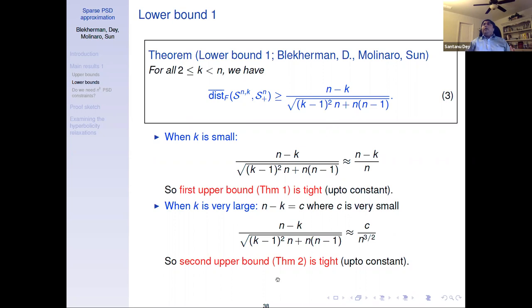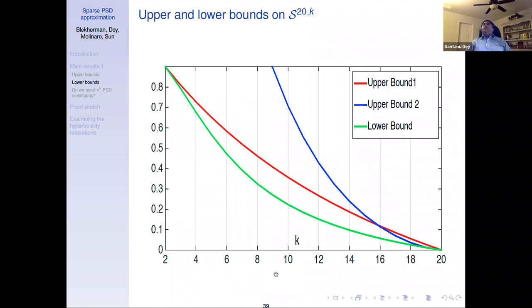In fact, if I plot all of these things here, this is what it looks like. This was the upper bound on distance of SNK from S. This was the second upper bound on the distance. This green curve here is the lower bound. And as you can see, when k is small, this upper bound is clearly tight. In fact, it is tight at k equals 2. When k is quite large, it is quite tight. In fact, you can formally prove that it is tight at k equals n minus 1. But the problem is maybe in the center, these two upper bounds are not so good. We don't have an example yet to explain that, or at least I've not shown you yet. It seems, as I said, the first upper bound is quite good when k is small. The second upper bound is quite good when k is large.